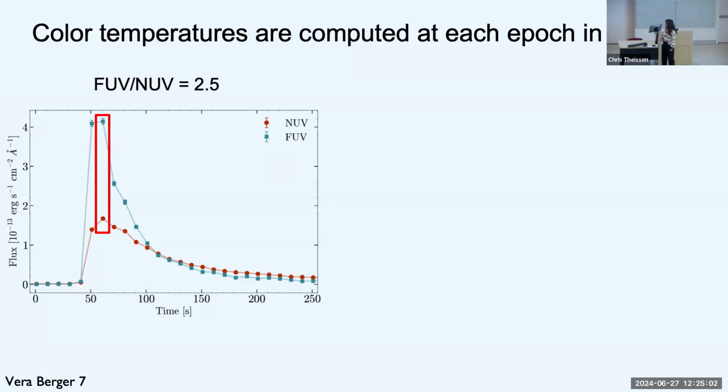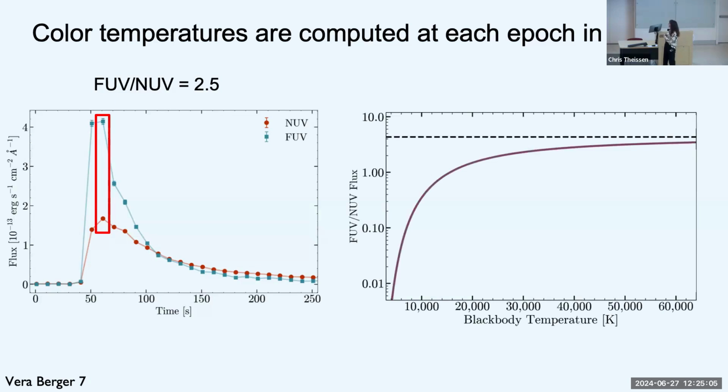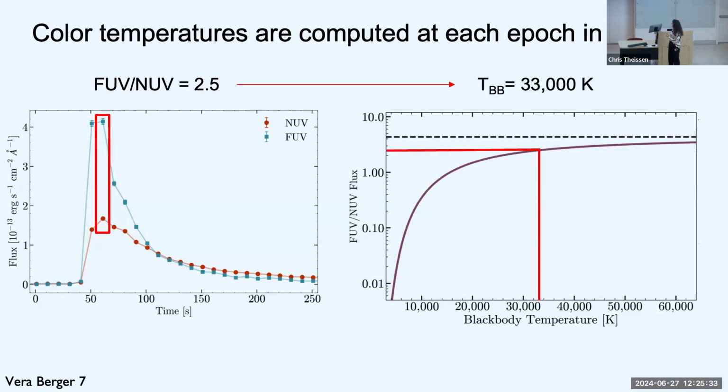And we can construct a one-to-one mapping between blackbody temperatures here on the x-axis and the far UV to near UV ratio on the y-axis. And note that this curve actually becomes asymptotic around 50,000 Kelvin, when the blackbody gets so hot that even the far UV falls on the tail of the blackbody. And so increasing the temperature does not increase that ratio anymore. So in this case, we find this flare has a color temperature at peak of 30,000 Kelvin, which is extremely hot.